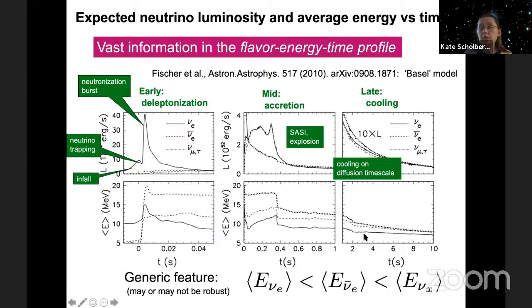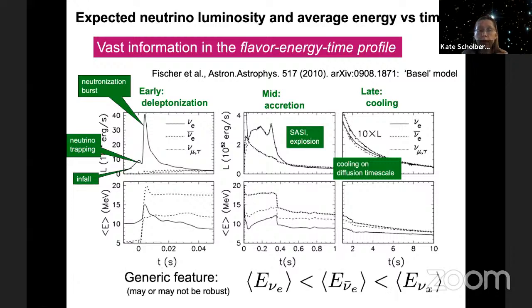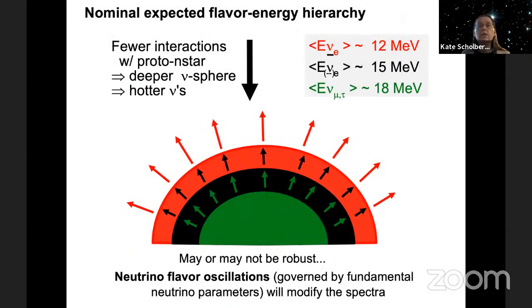And this is also the generic feature that you heard about quite a bit, that in general, at least especially in the early times, the electron neutrinos are cooler. They have lower average energies. And then the next highest energies are the nu bar e, and then the highest ones are the other flavors. This is a very general physical argument. It's because the mu and tau flavors have fewer interactions with the matter, and so they decouple from the star deeper inside, which is where it's hotter, and so they're hotter. The electron neutrinos have the most interactions, and therefore they decouple where it's cooler.